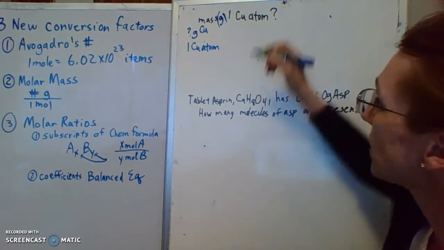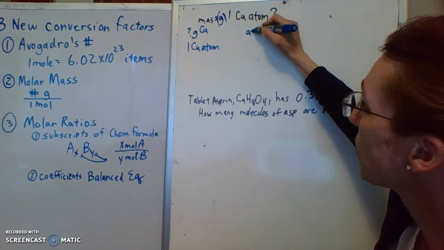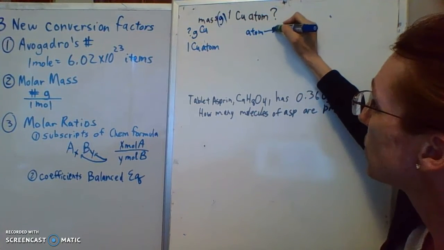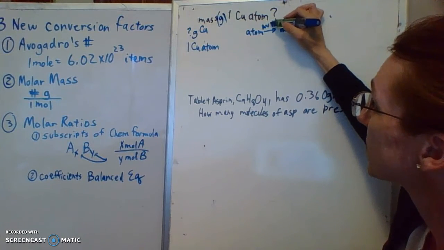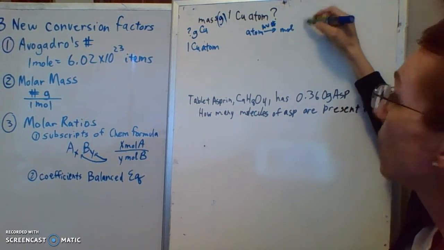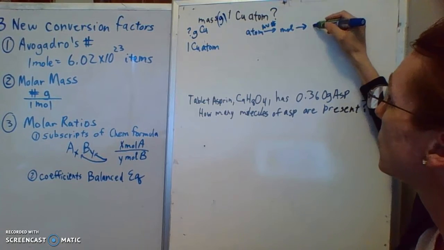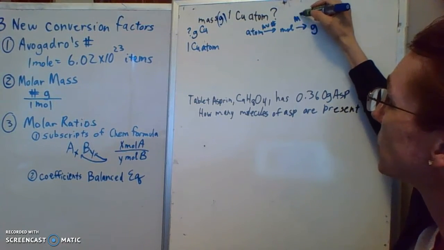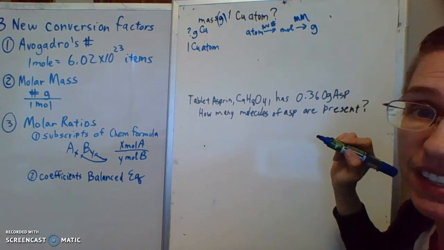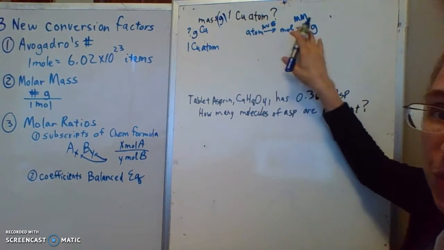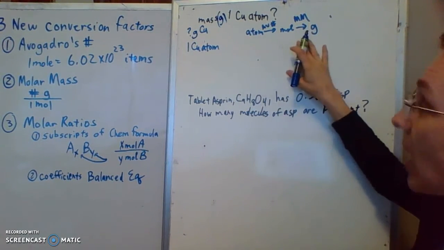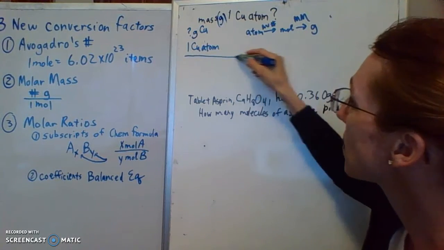So we went through the logic and we said we can go from atoms to moles with Avogadro's number. We can go from moles to grams with our molar mass. Alright? So we're going to use those two conversion factors to get all the way from atoms to grams. And then here's our logic. Now let's go ahead and do that problem.